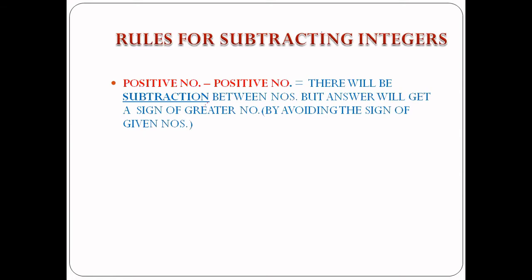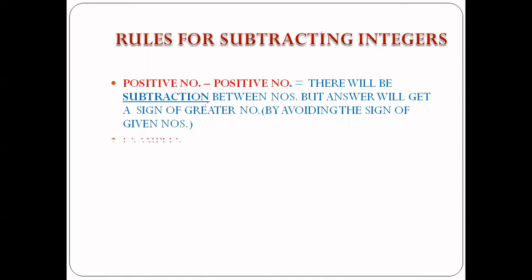So the first rule is positive number minus positive number. It means that when one positive number is getting subtracted from another positive number, then there will be a pure subtraction between these two numbers, but the answer will get the sign of the greater number.